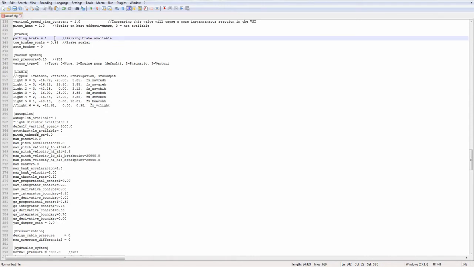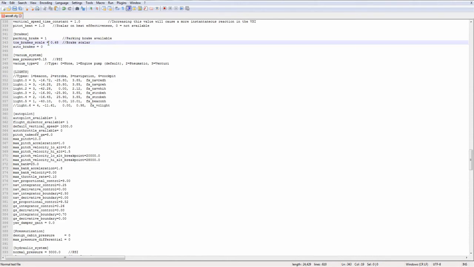Alright, so the brakes system. There's about 5 things that can be defined here. Parking brake, this is a simple flag, either 0 or 1. 0 for no parking brake, 1 for yes, there is a parking brake. Now, toe brake scalar. I don't know why they put toe brakes here, but this is actually a scalar of the effectiveness of the brakes. So 1.0 is normal effectiveness. Decreasing this value will make the brakes less effective, and increasing it will make the brakes more effective. So if you find the brakes are too effective on your plane, this is a good place to start looking.